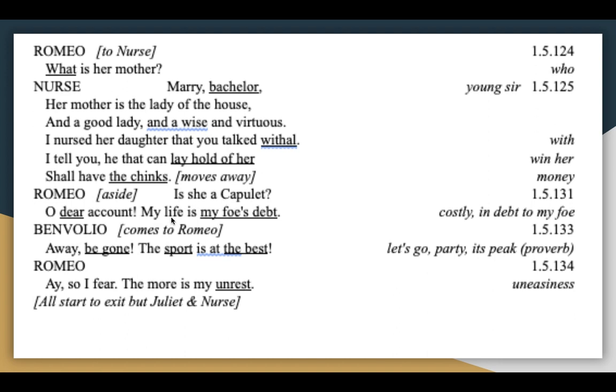Oh dear account, my life is my foe's debt. So this is going to be expensive. What a costly thing. My life is in my foe's hands now.